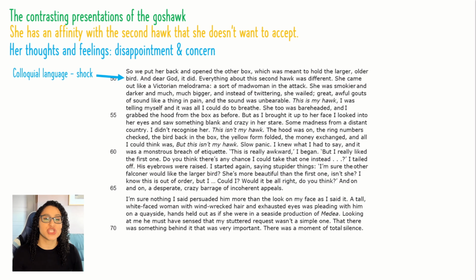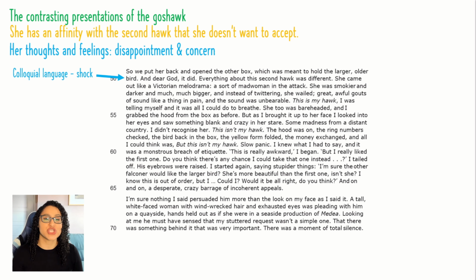All of that is then followed with more of that internal thoughts of, "This is my hawk," I was telling myself, "and it was all I could do to breathe." So there's a lot going on in this chunk. You've got that internal narrative really telling us how she's struggling to accept it's her hawk, as shown in the fact that she repeats it. This is my hawk, this isn't my hawk, but this isn't my hawk. Her trying to struggle to process her relationship with this hawk, and that being repeated.